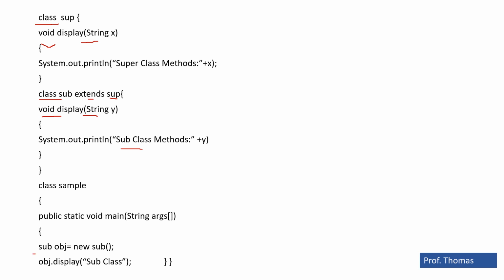Here we create an object for the subclass. Object dot display just displays the subclass method only. It won't display the superclass method. It just displays the statement subclass method only. It just overrides the superclass method.